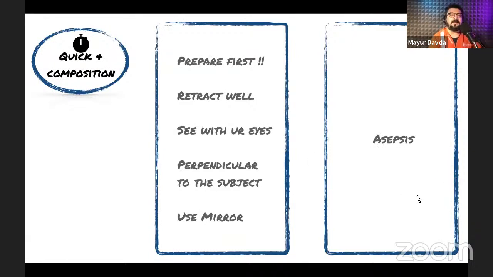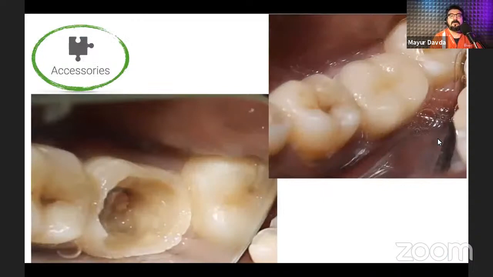Since we are in COVID times, asepsis is of prime importance right now. So many times the dentists do cover their camera equipment with a sterile glove as well. Actually, a video of how to cover your camera and the lens with a sterile glove is there on my YouTube channel. You can have a look at it. My YouTube channel is also called Dental Photography School, and there are tons and tons of videos over there already.